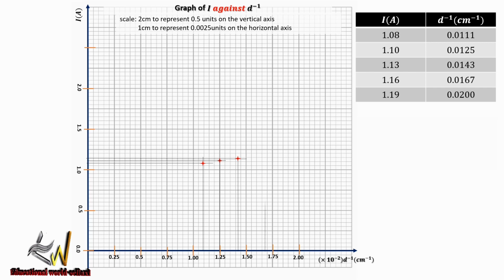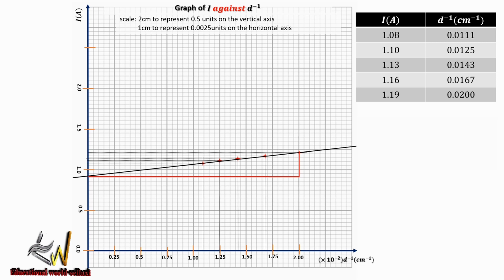When d inverse is 0.0167 per cm, the current is 1.16 ampere. And lastly, when d inverse is 0.02 per cm, the current is 1.19. We mark out the points. So we now join with a straight line. That's the graph. You join the points to form a perfect straight line graph, as you can see, with an intercept on the vertical axis.